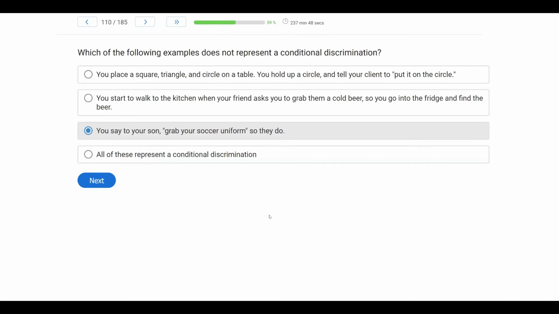Again, don't overcomplicate discrimination. It's simply identifying between different stimuli. The main difference with conditional discrimination is that there's going to be an extra antecedent which leads to the actual discrimination. It leads to why you're discriminating between the stimuli in the first place. So you went to the fridge, and you found a beer because your friend gave you that extra antecedent stimulus, which led to the discrimination. So in this case, what doesn't represent a conditional discrimination is C. You say to your son, grab your soccer uniform, so they do.